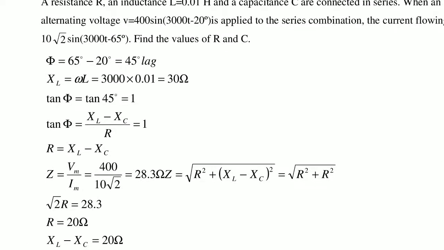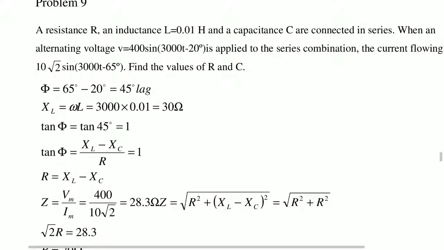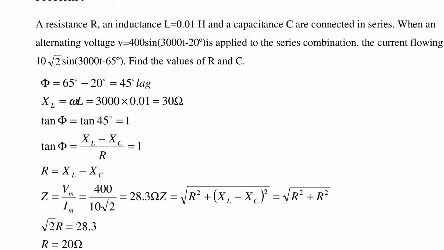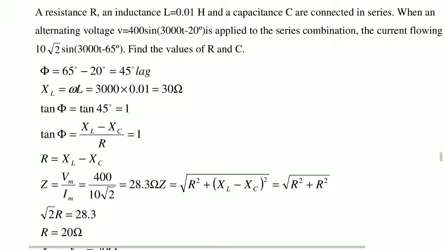Now tan phi is equal to tan of 65 minus 20 degrees, that means 45 degrees lag. Tan 45 is 1. So tan phi is 1, that means (XL minus XC) by R is equal to 1. Now R is equal to XL minus XC. XL we already know, and we have to determine XC and R.